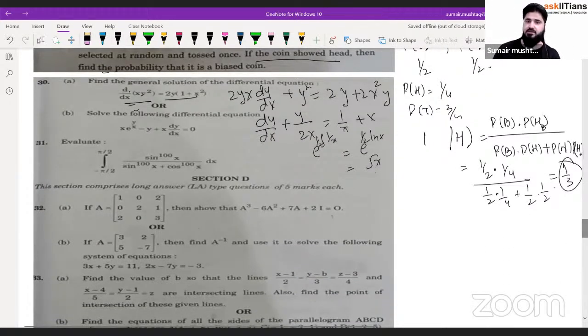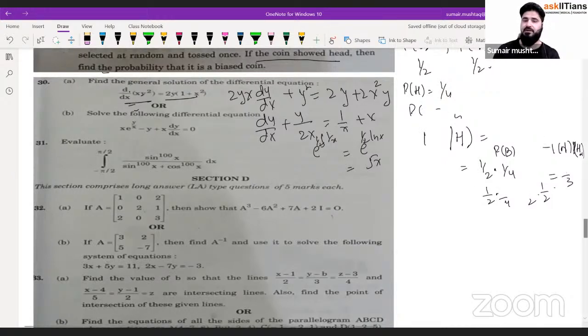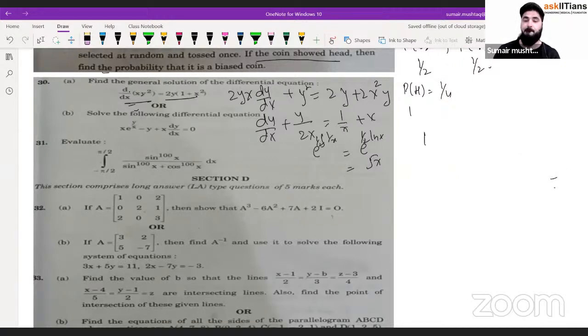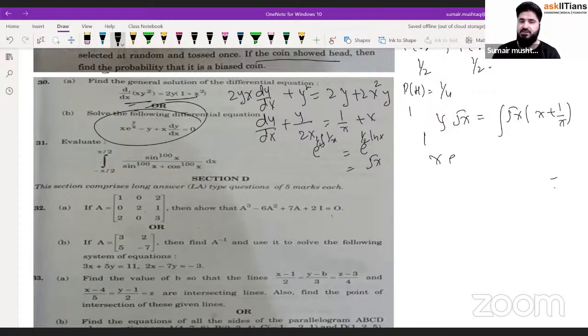Let me erase this thing. I hope you people have done this. Let me proceed further with this question. So with the integrating factor, the solution will be y into root of x is equal to integral of root of x into x plus 1 by x. Get the answer simply.